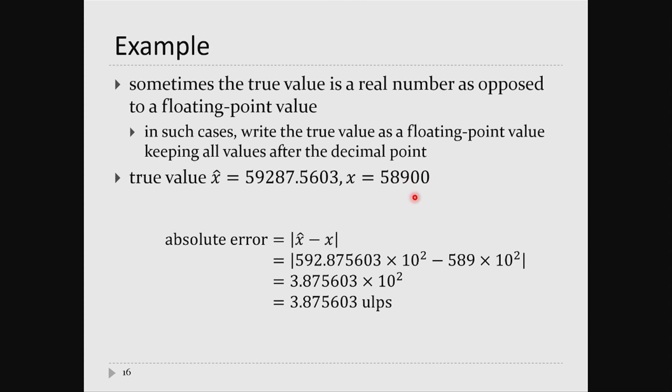58,900 is just 589 times 10 to the power 2. Right? So that's easy, right? Subtract away, you get 3.87 times 10 to the 2, so 387. But that's actually only 3.87 ULPs. So you're roughly 4 digits away, 4 floating point values away from the actual answer.